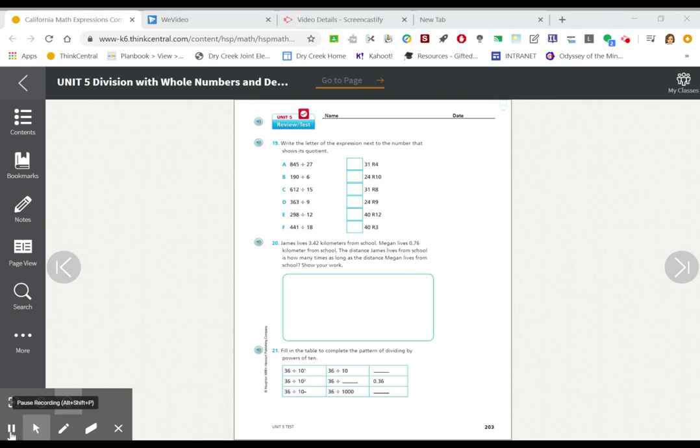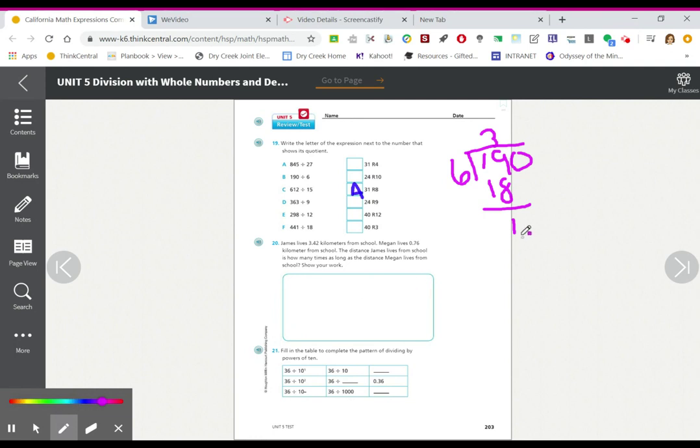All right, so let's do B. All right, so 6 doesn't go into 1, but it goes into 19. It goes in 3 times because 6 times 3 is 18. 19 take away 18 is 1. Bring down my 0 because 1 is less than 6.